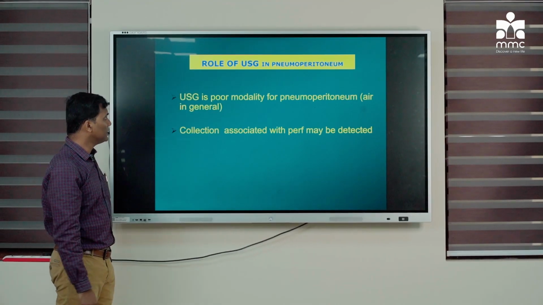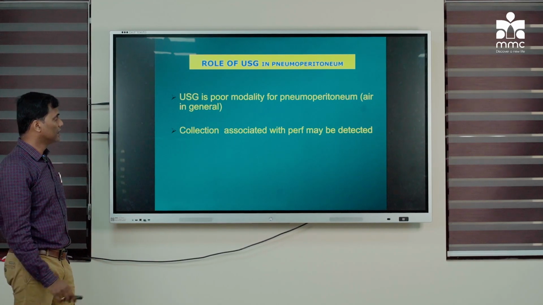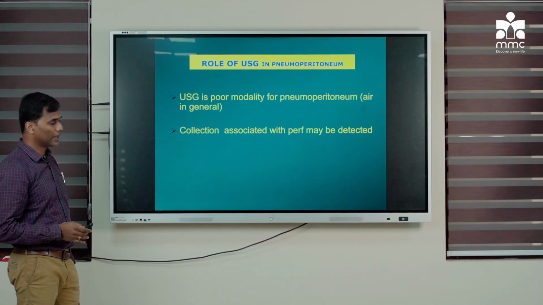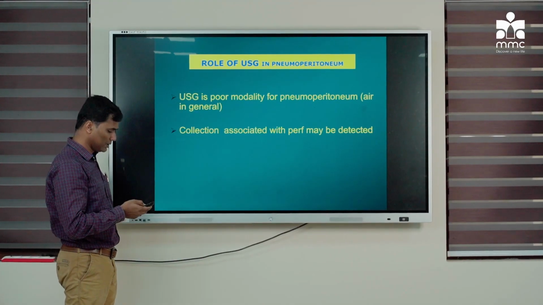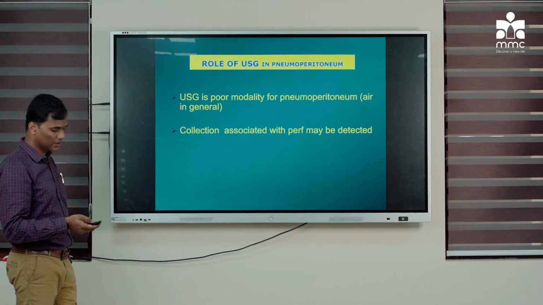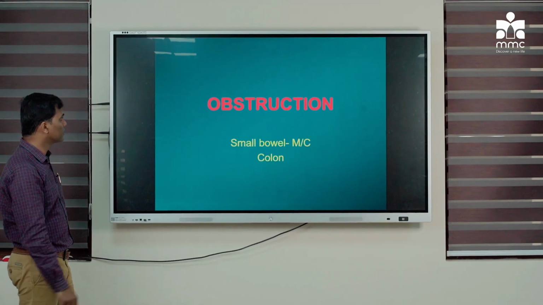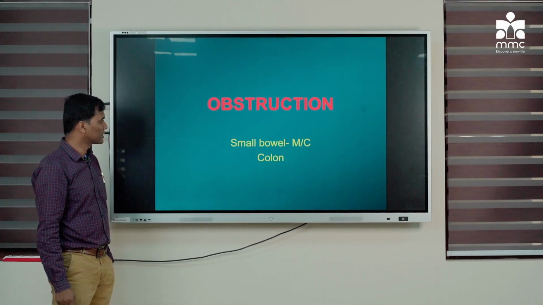Any role of USG? No, it has a very limited role. Wherever air is there, ultrasound cannot penetrate through the air, so there will be artifact. It has a limited role, unless, because of the perforation, there is a collection, which can be seen on ultrasound. So the next broader category is obstruction, intestinal obstruction.